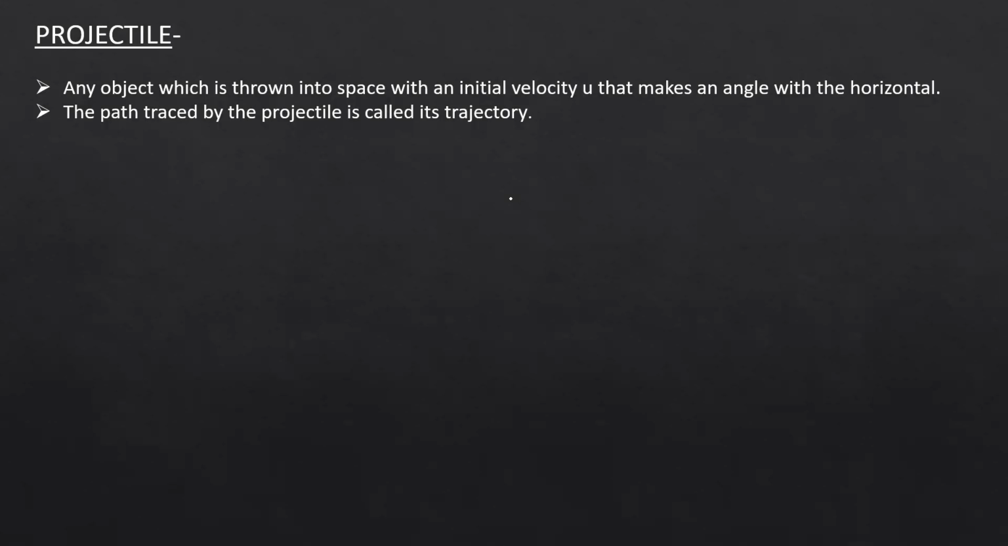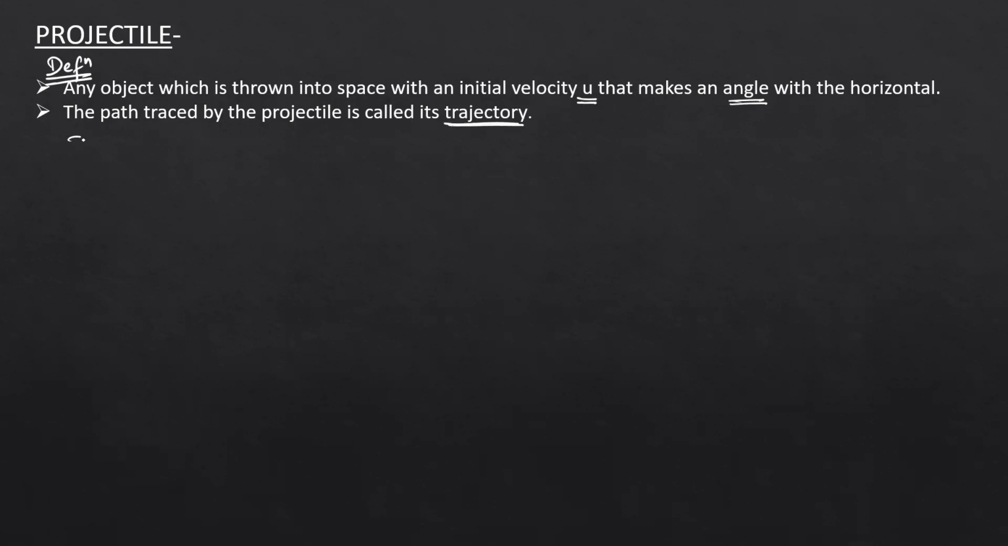So in this lecture, we are going to discuss the projectile. So here we have the definition of projectile. Any object that is thrown into space with some velocity, and that velocity has to make some angle with the horizontal, then it is said to be a projectile. And the path that the projectile traces is called its trajectory.